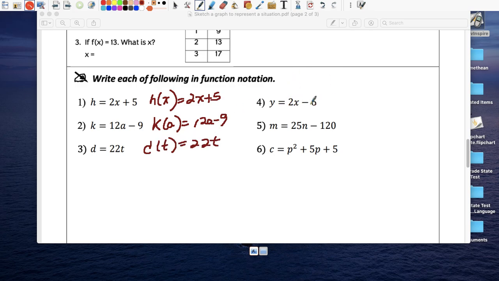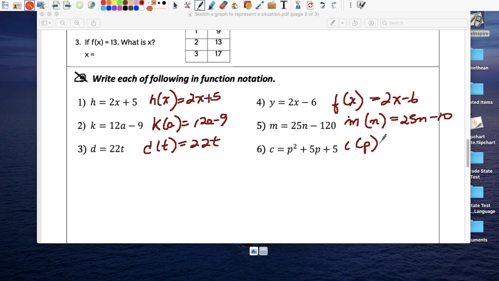And again, y equals 2x minus 6. So f of x, this replaces the y, equals 2x minus 6. This one is m of n equals 25n minus 10. And the last one is going to be c of p equals p squared plus 5p plus 5. Okay, that is it.